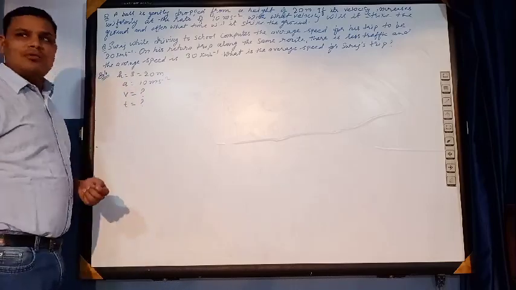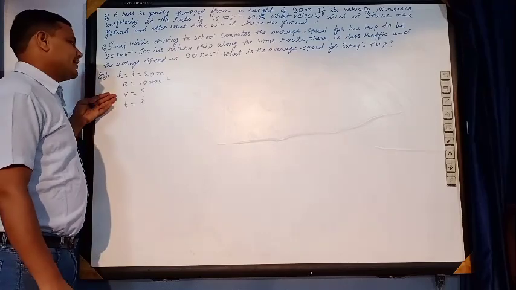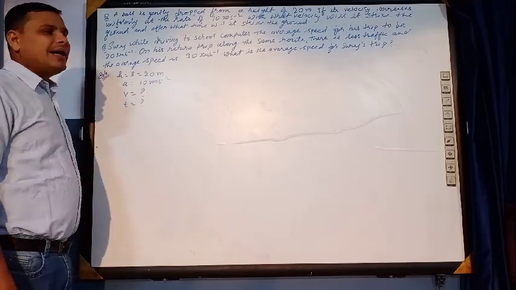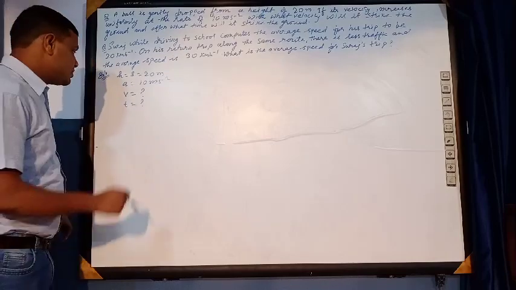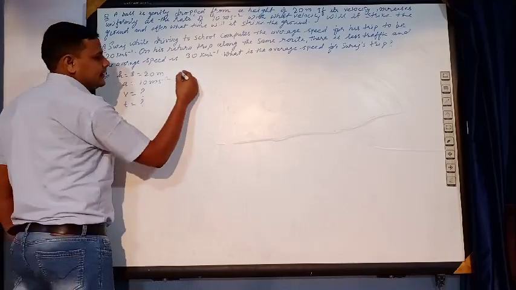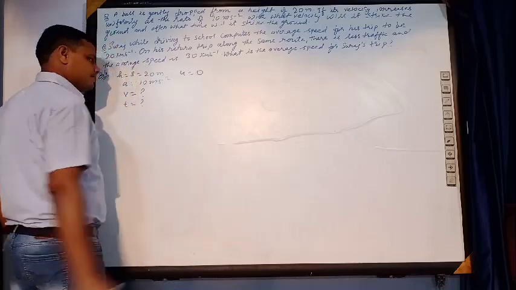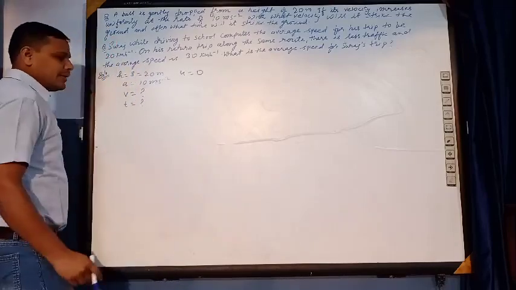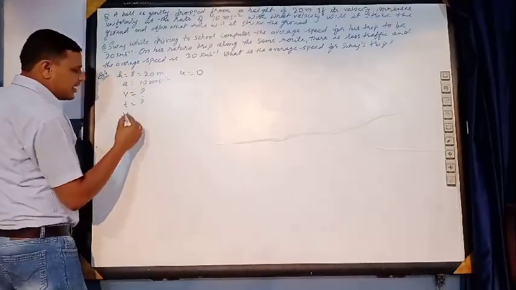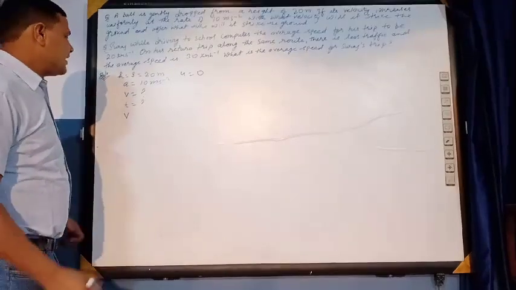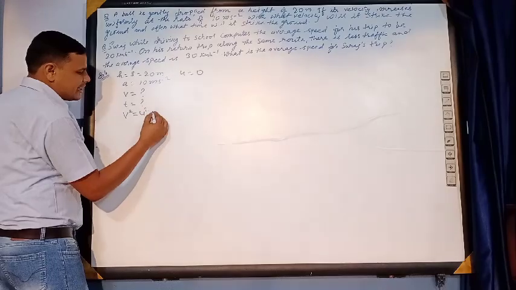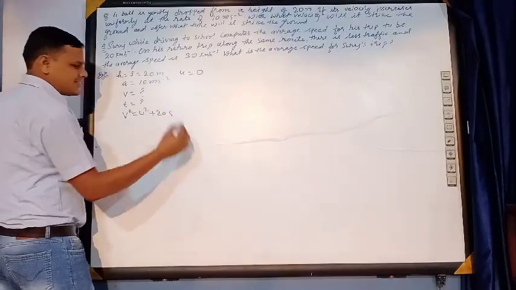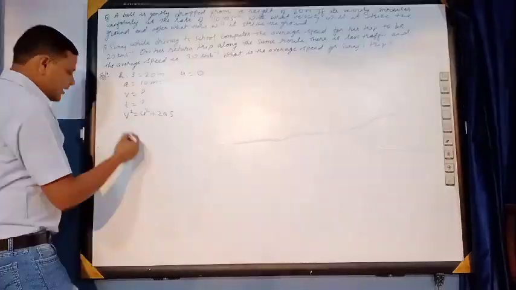So in order to calculate the final velocity, we must know the initial velocity. In this case, when the ball is dropped, the initial velocity is 0. Now in order to calculate the final velocity, we have the formula v square is equal to u square plus 2as. What is the value of v?